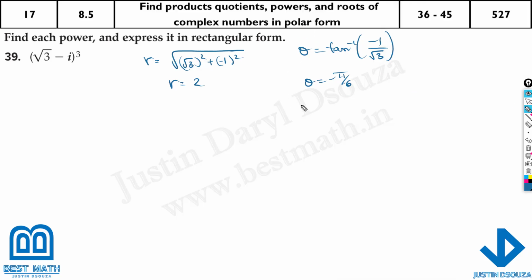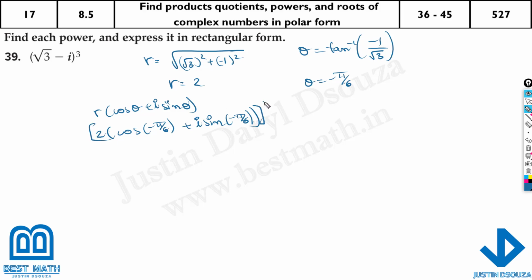Now what next? Once we have r and theta, we can write it in the form of r of cosine theta plus I sine theta. This is the polar form of complex numbers. So it's 2 into cosine minus pi by 6 plus I sine minus pi by 6. See, how much is the power we're raising? It's power 3. So this is going to be 2 to the power 3 times cosine of 3 times minus pi by 6. You just put it in the calculator, so just write it out.